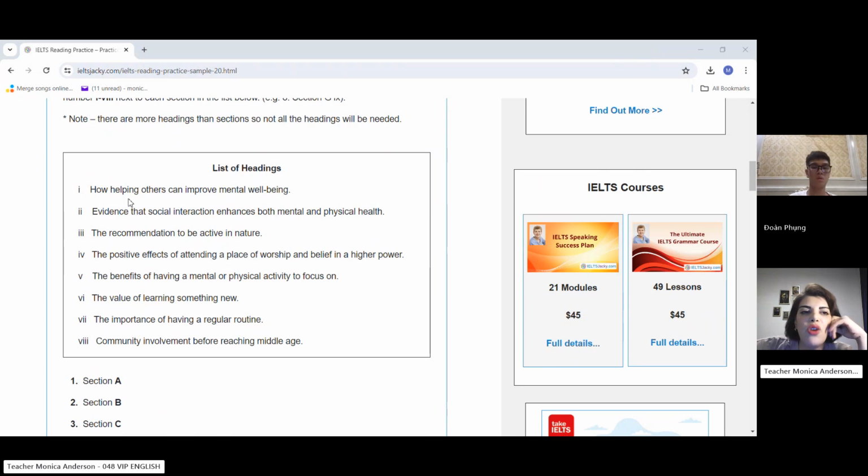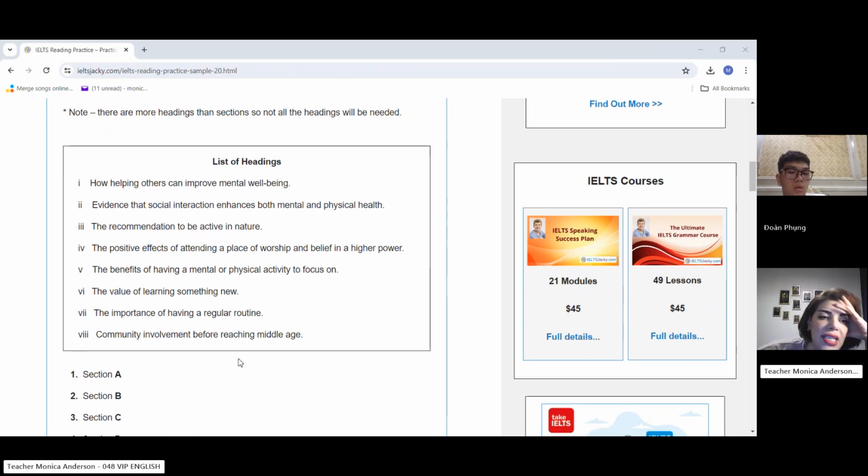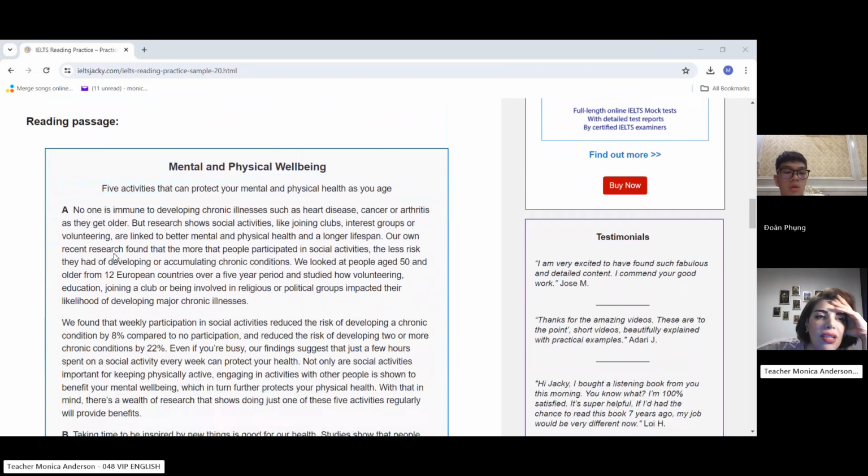First of all, as I told you, we need to underline the keywords. Helping others can improve mental health. Evidence, social interaction, improve mental, physical. Recommendation, active in nature, positive effect, place of worship and belief in a higher power. Benefits, mental or physical activity. Value, learning, and importance, regular routine. Community, and reaching middle age. Okay, so let's read section A.